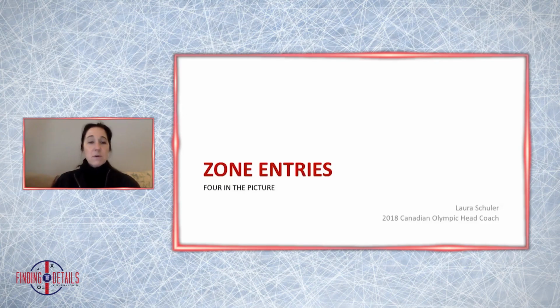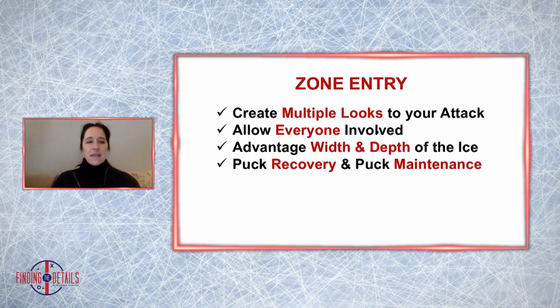I'm Laura Schuler, and today we're going to be talking about zone entries and the importance of having four in the picture, or having four attackers. And I think one of the key things when we look at numbers on the entry is that it can do a lot of things for you. Number one, it can create multiple looks to your attack. So now you're going to be a threat many, many different ways. It's also going to allow for everybody, including your D, to be involved in the attack, be a part of the rush. And it's going to allow you to take greater advantage of the width and depth of the ice on your attack.